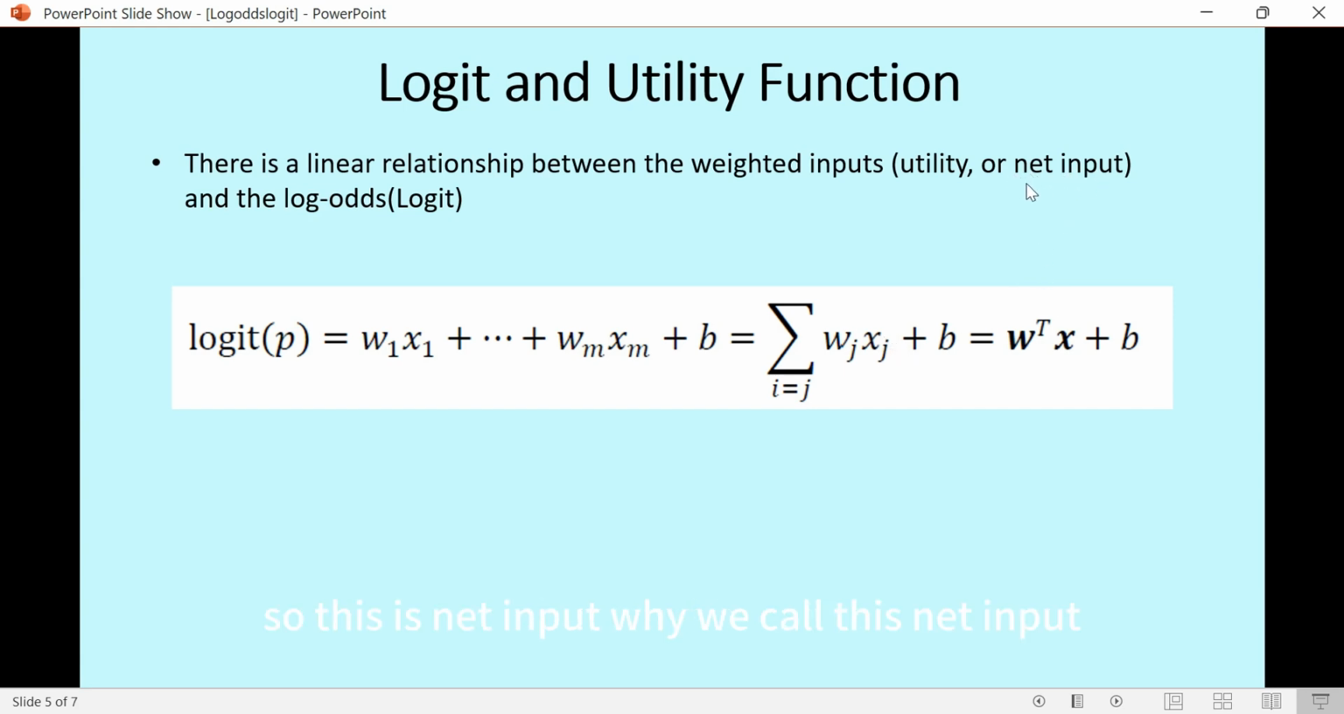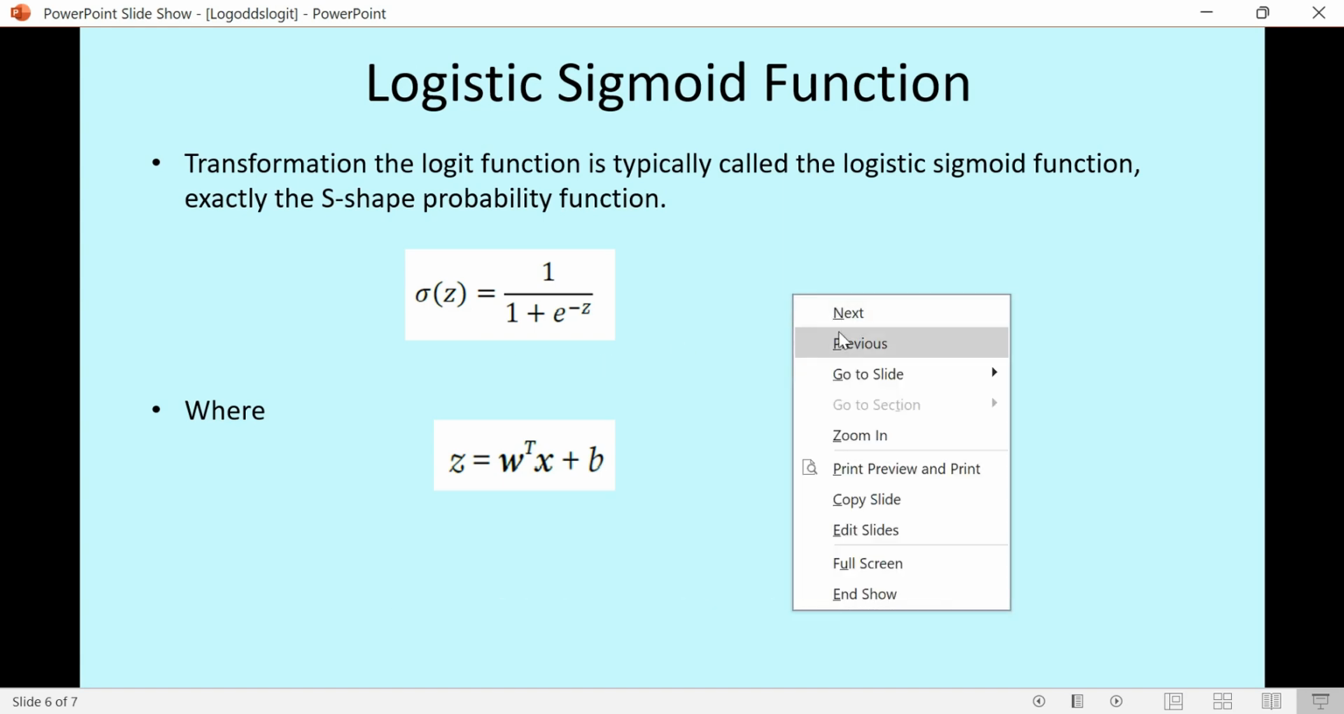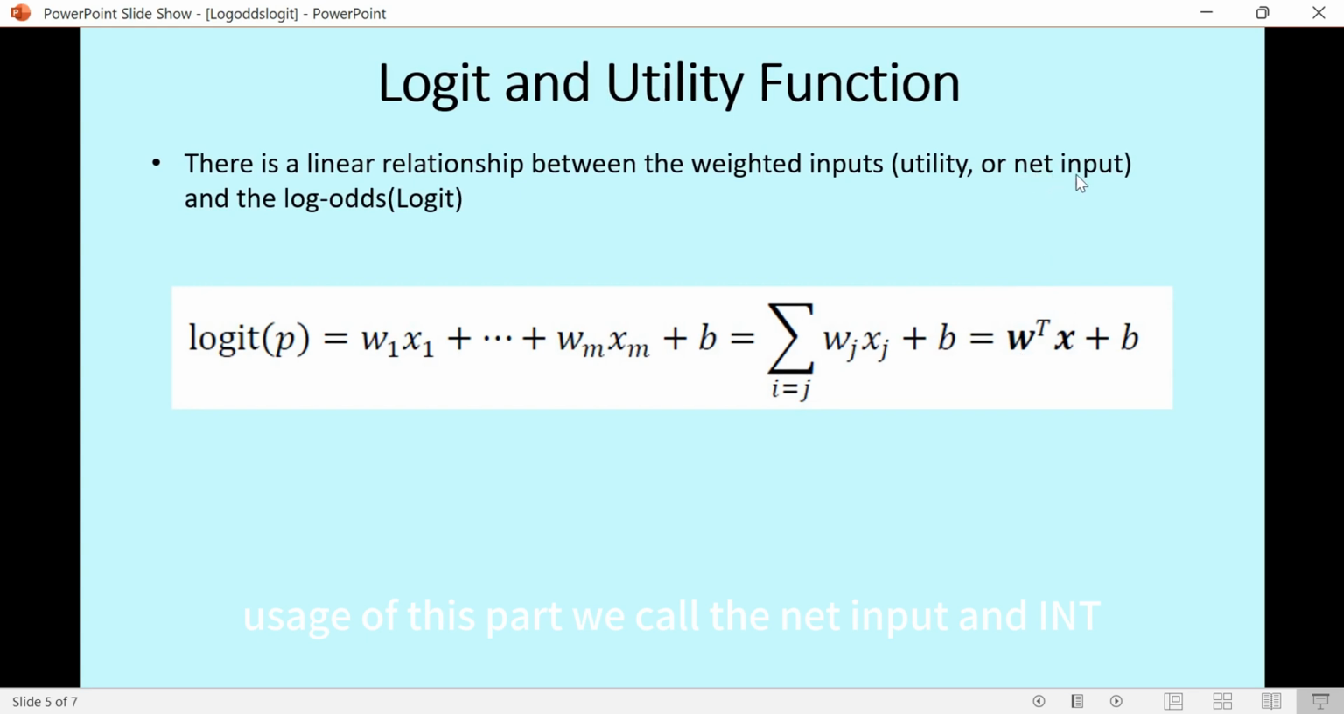Why do we call this the net input? Because this input is used in a nonlinear function. This nonlinear function in machine learning is usually called the activation function. Why do we call this activation? Activation just transforms a linear part into a nonlinear part. That's why we use machine learning, and we can get more complicated models to estimate the parameters. This is machine learning's usage of this part, which we call the net input.